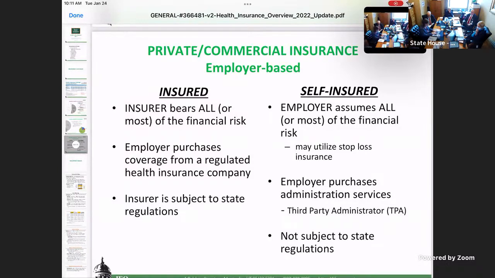So in the past, we did mammograms and colorectal screenings. We found most of those self-insured plans were already doing them, or went ahead and said, I think that's a good idea, we'll do it too. We just couldn't make them do it.